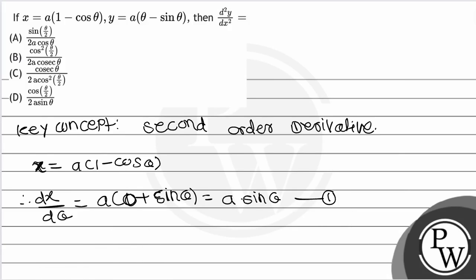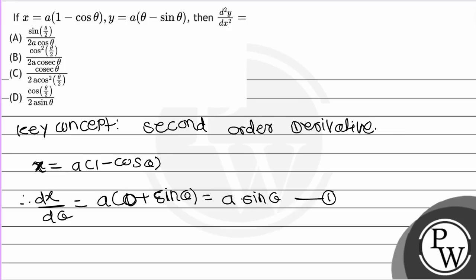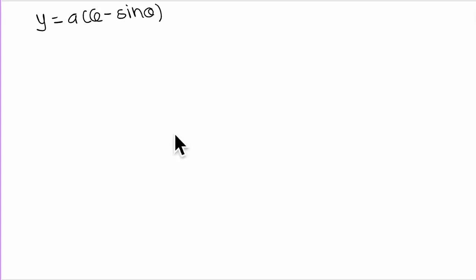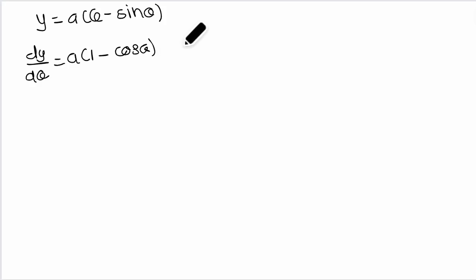Similarly, what is the value of y here? Guys, y equals a into bracket theta minus sin theta. Am I correct? Theta minus sin theta, yes. So if we differentiate with respect to theta, dy by d theta equals a into bracket, the derivative of theta is 1, minus the derivative of sin theta, which is cos theta. Okay, so call this equation number 2.